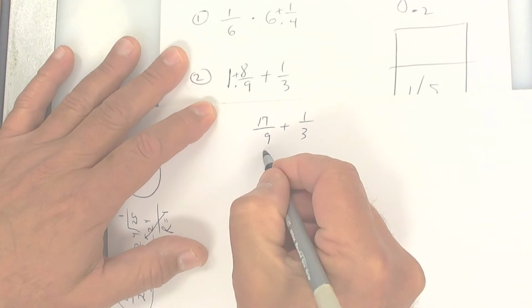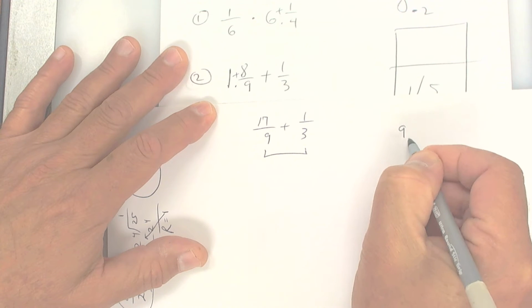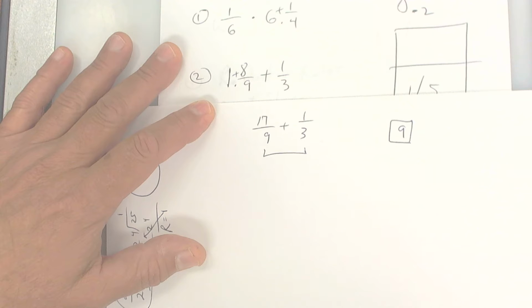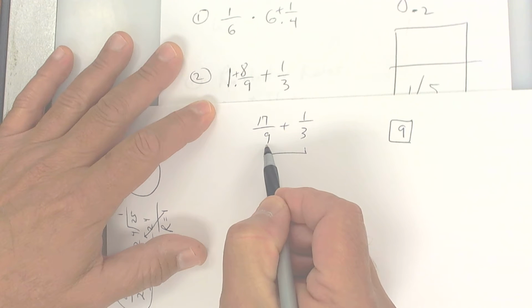Now, your least common denominator is 9. Is there anyone who doesn't understand that the least common denominator is 9? Be honest, okay? I mean, this is your deal. I'm just trying to help you.